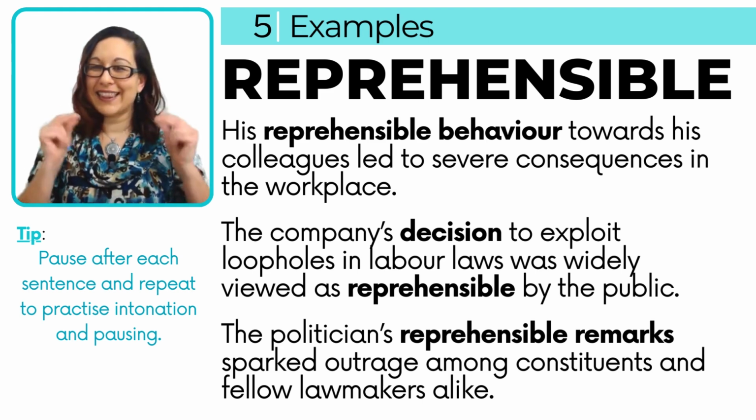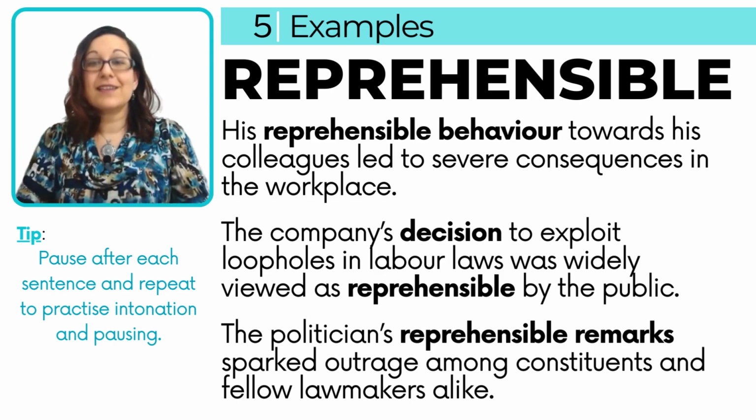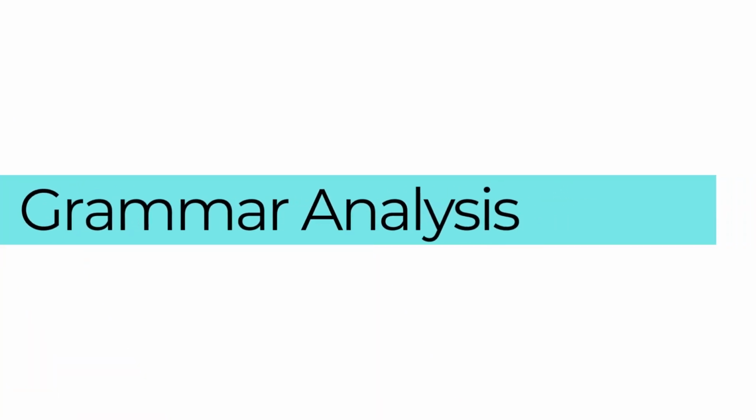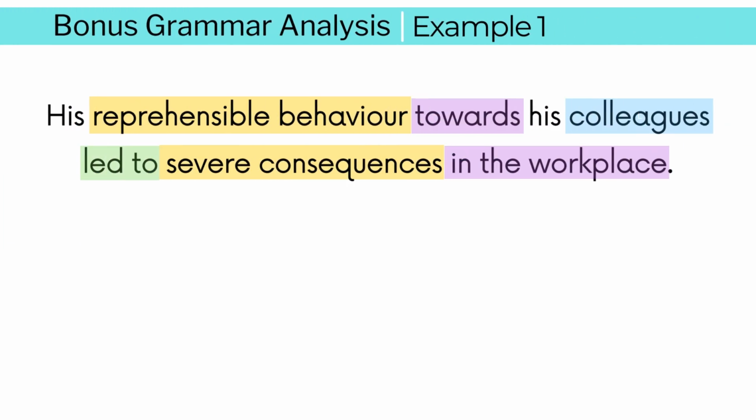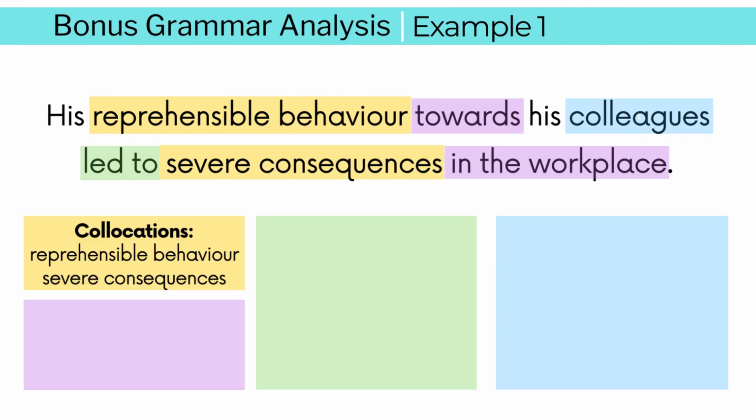So let's go and investigate the grammar in these sentences. His reprehensible behavior towards his colleagues led to severe consequences in the workplace. We've just been talking about collocations, and you can see that clear collocation, reprehensible behavior. But there's another collocation as well, severe consequences.